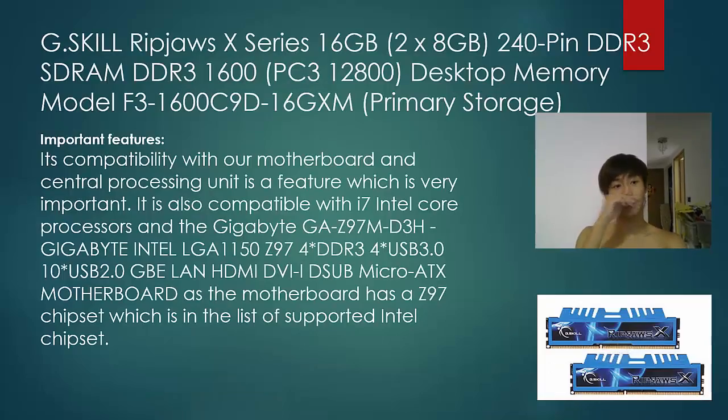Then this is my next product, which is the RAM, the primary storage. The reason why I chose this RAM is because it is compatible with our motherboard, and it is also compatible with the i7 core. This is a DDR3 RAM, a generation 3 RAM, so it is confirmed that it can be placed in our system and used for it. It also supports the Intel chipset.